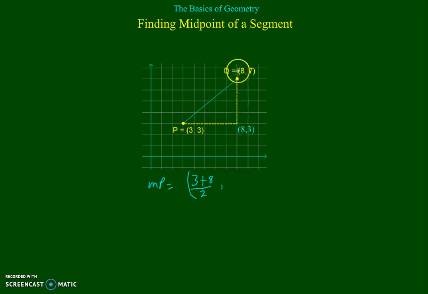And the average of the endpoints here, we're going to average the y coordinates. So this is going to be 7 plus 3 divided by 2. So this is 3 plus 8, which is 11, divided by 2 is 5.5. And 7 plus 3 is 10, divided by 2, which is 5. So 3, 4, 5. 5.5 is about there. And this is 3, 4, 5, right there.